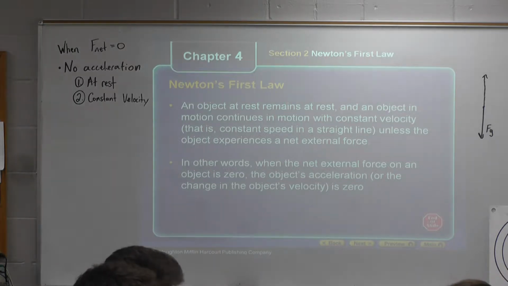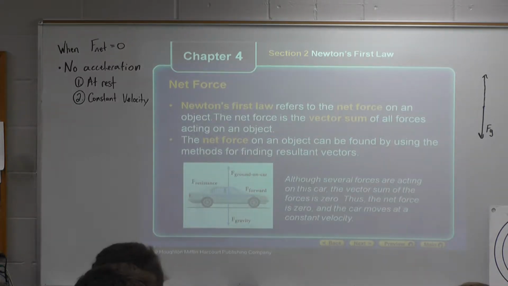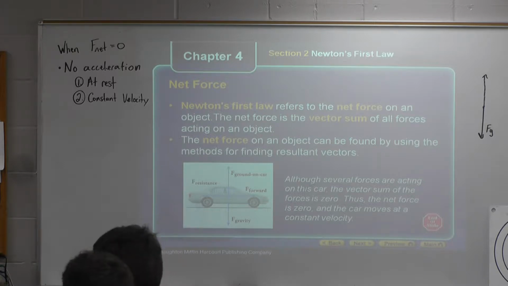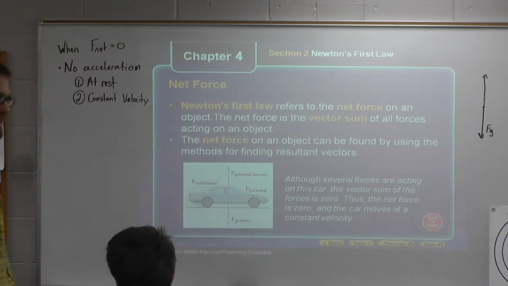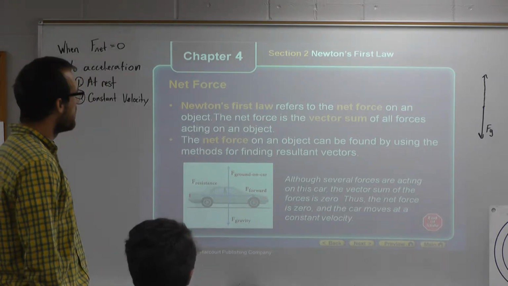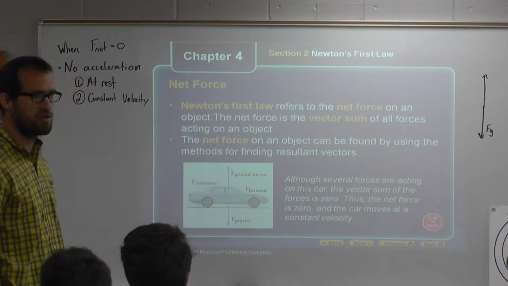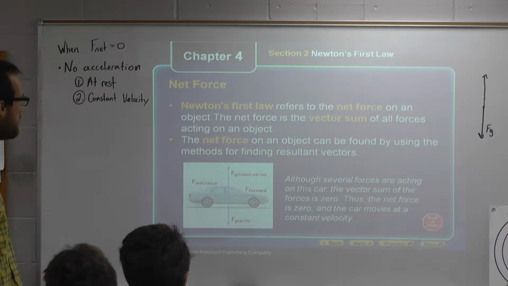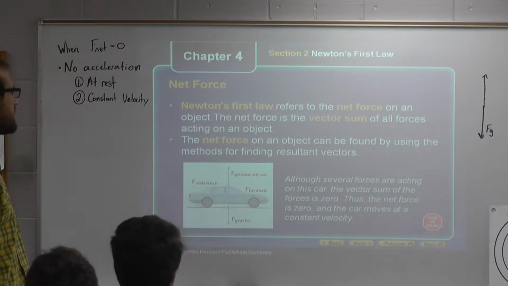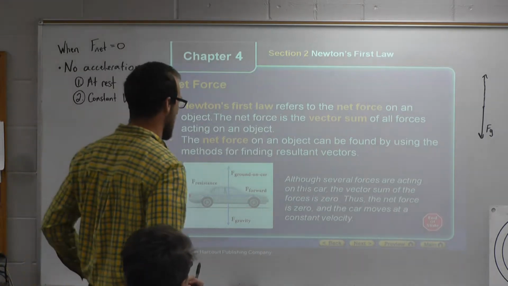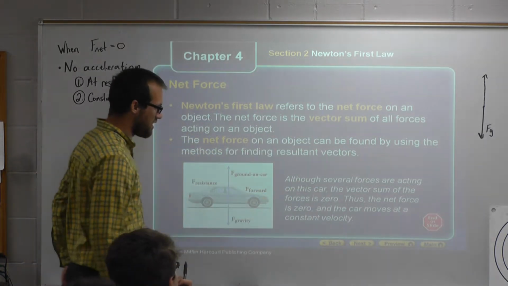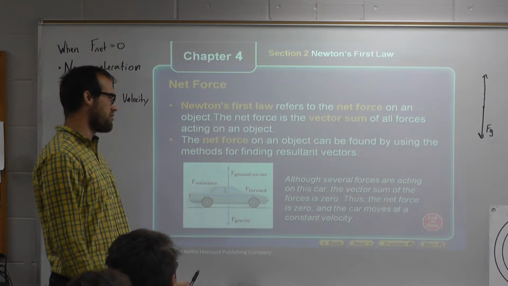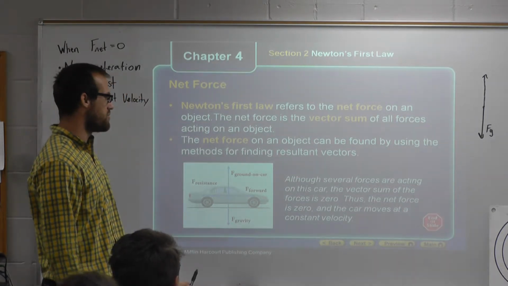All right. Newton's first law is referring to net force, and in this chapter we're going to have multiple forces. We're going to add those forces like we added vectors last chapter, and figure out the vector sum of all of our forces to determine what's going to happen on an object acted on by multiple forces. The net force can be found using the method of finding resultant vectors from last chapter. Although several forces are acting on this car, the vector sum of the forces, the net force, is zero. Thus, the net force is zero, and the car moves at constant velocity.